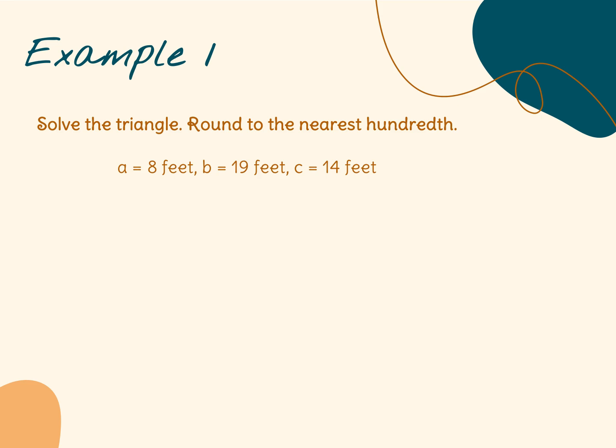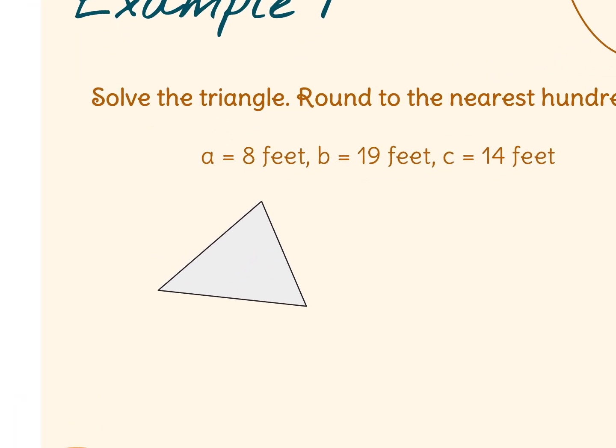All right, what are we given here? What pieces of information? We're given, okay, how many sides? 3 of them, right? So let's draw a triangle. Let's just say that is a triangle, sure. It's a made-up triangle. Label it however you want, but I'm just going to say that this is A equals 8 feet. I'm going to say that this is B equals 19 feet. And then this is C equals 14 feet.